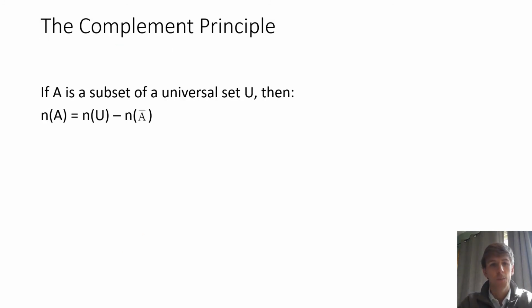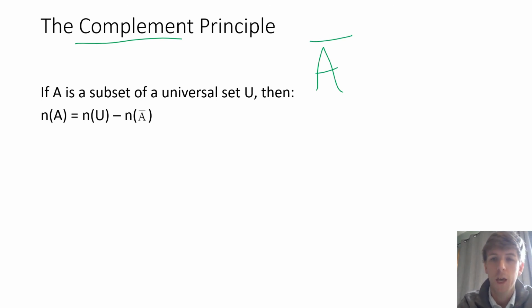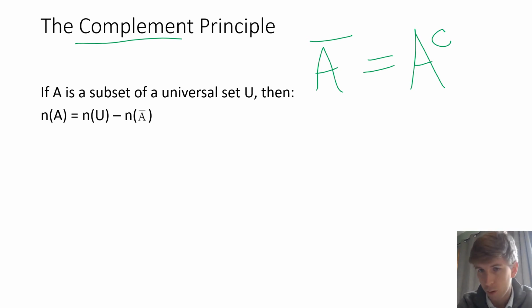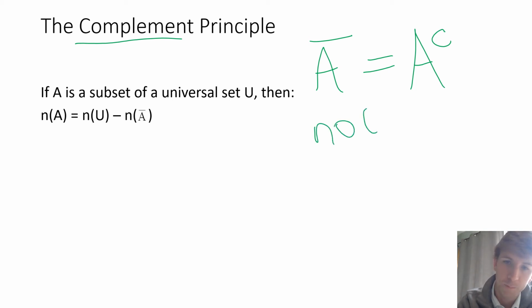The last counting principle is called the complement principle. We know the complement is when something's not happening. The book uses this A bar notation. A lot of times you might see this as well, A with a little c. Those mean the same thing. Those both mean A complement or not A.